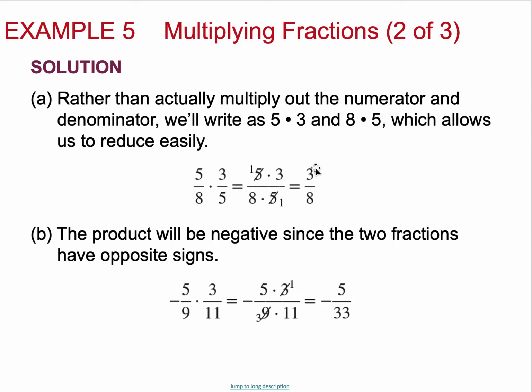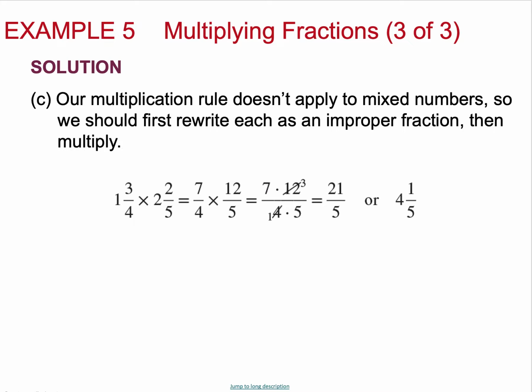Now, if your students don't see that the 5's can cancel out, that's perfectly fine. They're going to get 15 over 40, and they need to realize that 15 over 40 reduces by dividing both of them by 5. So you're going to need to feel your students out to see if they can make those cancellations or if they're going to need to just do the multiplication and then reduce the fraction. Here in part B, I do the same process, but the answer is going to be negative. And that's because if you multiply a negative number by a positive number, you're going to get a negative number.